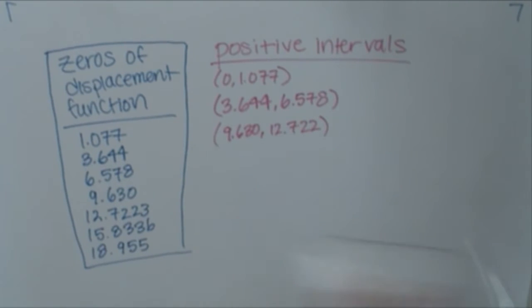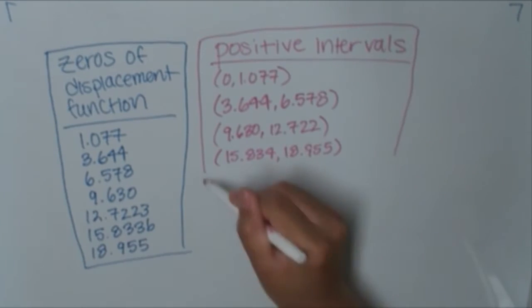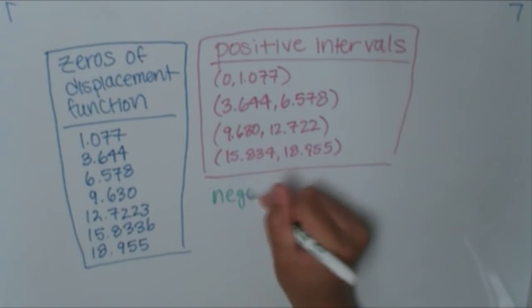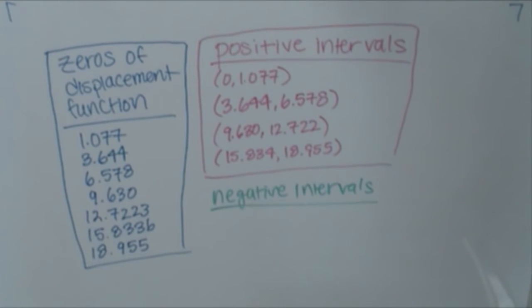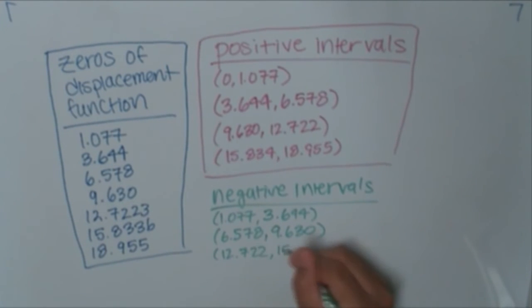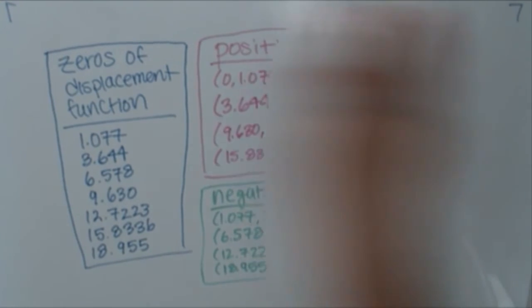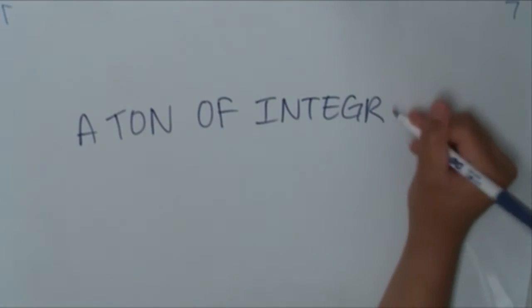In this case, the subintervals where the velocity is positive is from 0 to 1.077, 3.644 to 6.578, 9.630 to 12.722, and 15.834 to 18.955. The velocity is negative along the subintervals of 1.077 to 3.644, 6.578 to 9.630, 12.722 to 15.834, and 18.955 to 20. Now all we need to do is a ton of integrals and add them together.